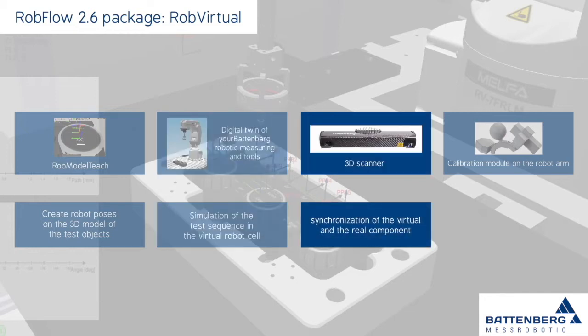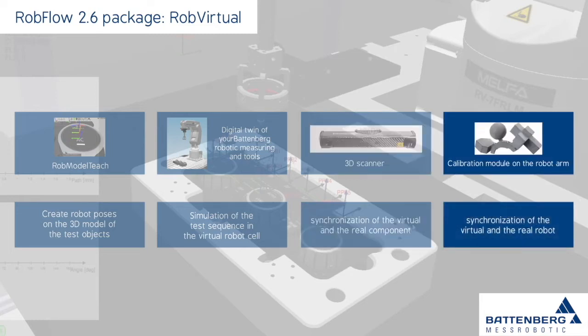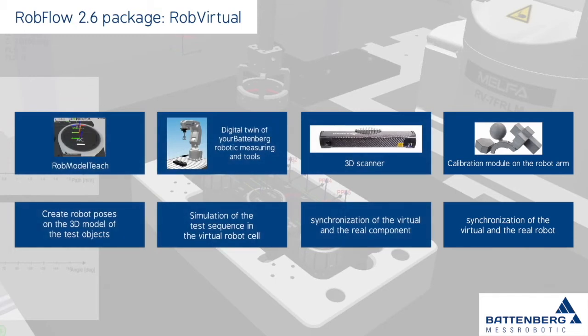Using 3D scanner technology, you can fit the 3D model of your test object with the scan of the real test object, and the 3D model of the calibration module with the scan of the calibration module on the robot arm. The RobVirtual package can be retrofitted to any Battenberg robotic measuring of the RobFlow 2.6 generation.